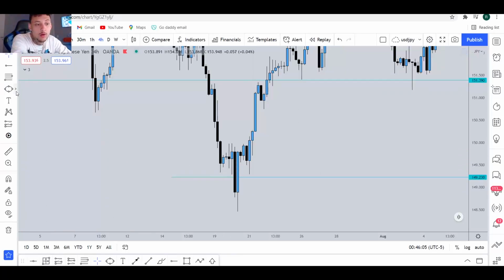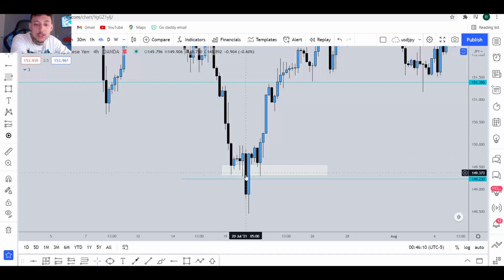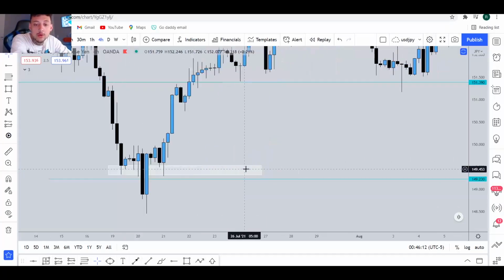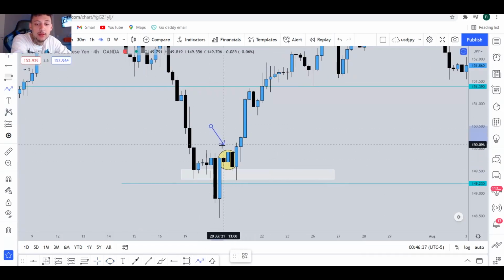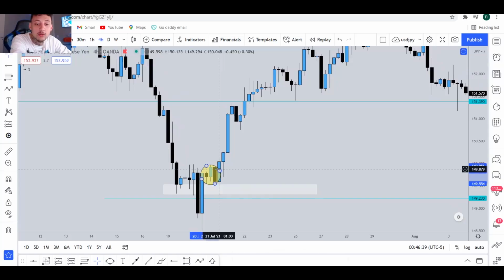So notice how, again, we have support here, rejection. This is a rejection as well. Notice how this is not an engulfing candlestick, so this would not have been the best entry possible, but this right here would have been our entry, right? Why? Because this would have been a high probability bullish engulfing candlestick. Why is this a high probability bullish engulfing candlestick? Because price closed above the highest high of the previous candle, making it a high probability bullish candlestick, right?